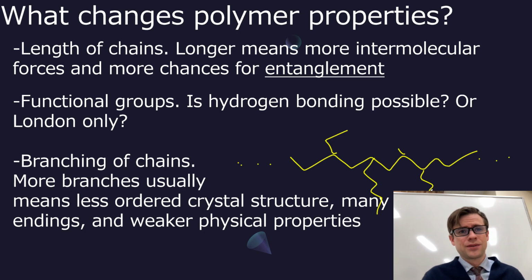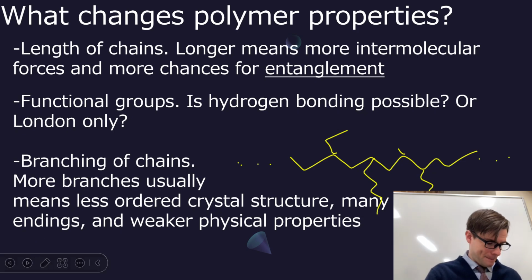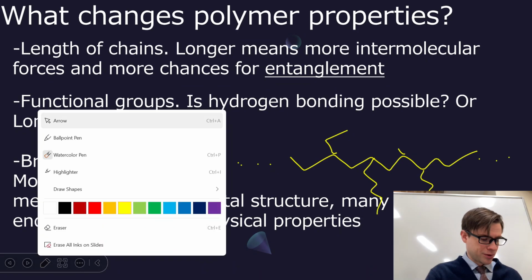Chain endings are kind of a weakness of the polymer, where you might have more reactivity or more ability to be digested by biological organisms. So overall, extra branching generally leads to weaker physical properties. But sometimes we want that as a more desirable property.